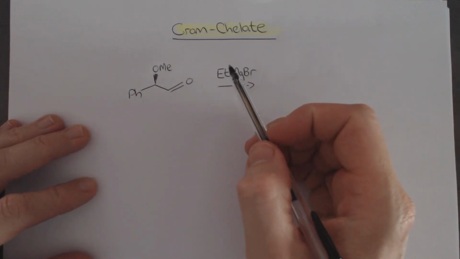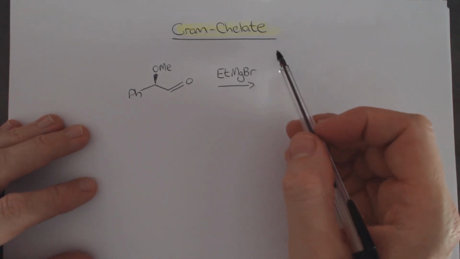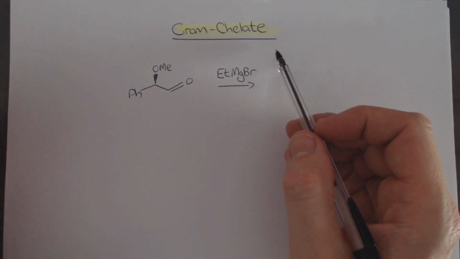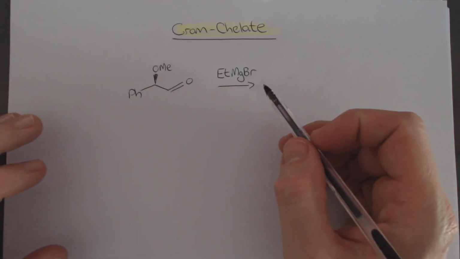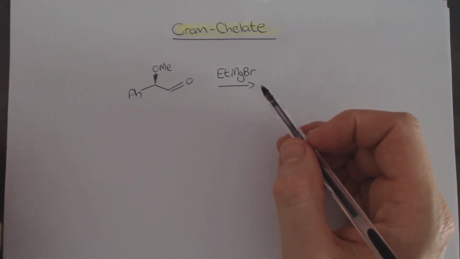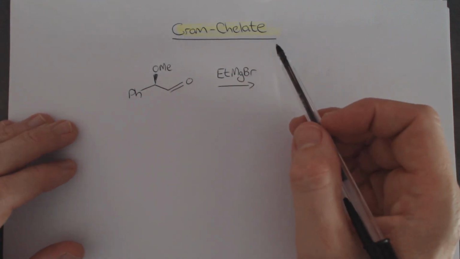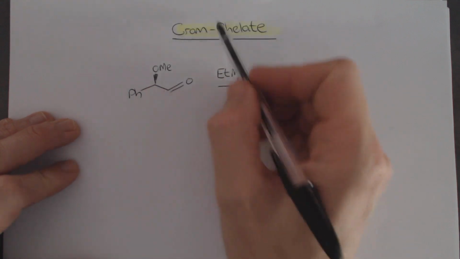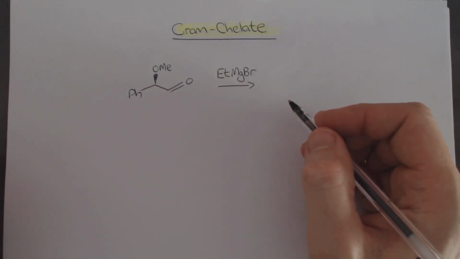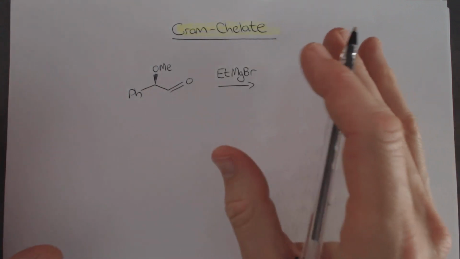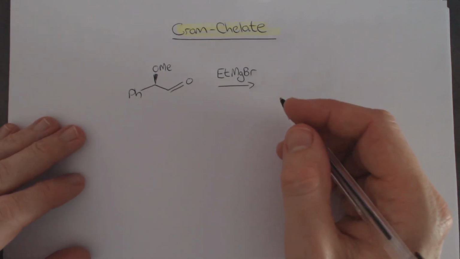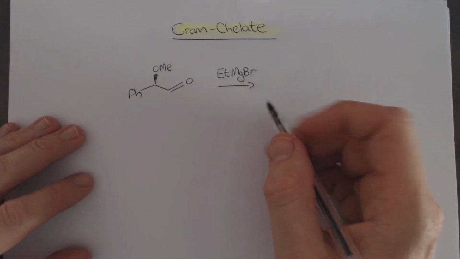Right, so I want to do an example of the Cram-chelate. This is an important variation on the Felkin-Anh model that we've already looked at. In fact, sometimes it's known as the Felkin-Anh chelate, although technically Cram was the person who originally proposed this. There are some slight modifications, which is why the name changed, but that's not important.